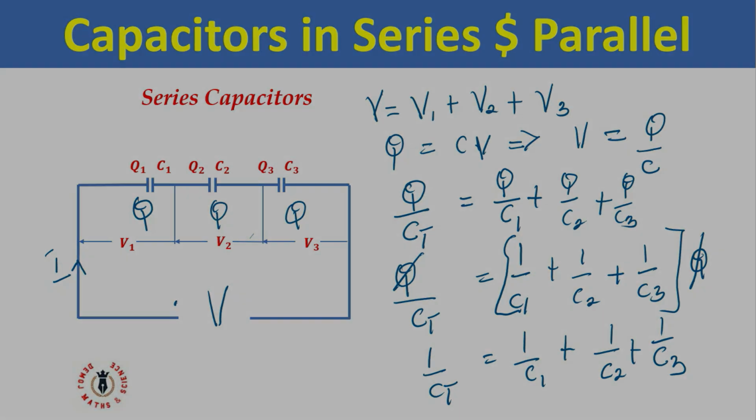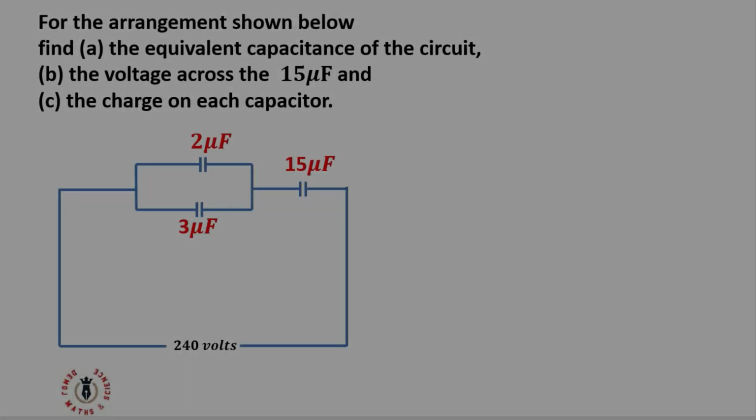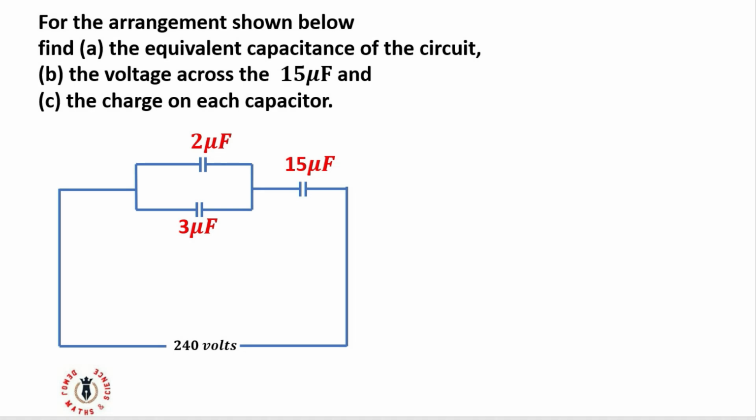Now, let's take an example that will help us understand it better. Our question says, for the arrangement shown below, find A, the equivalent capacitance of the circuit, the voltage across the 15 microfarad, and the charge on each capacitor. Let's start this way. First, we have to find the equivalent capacitance of the circuit.